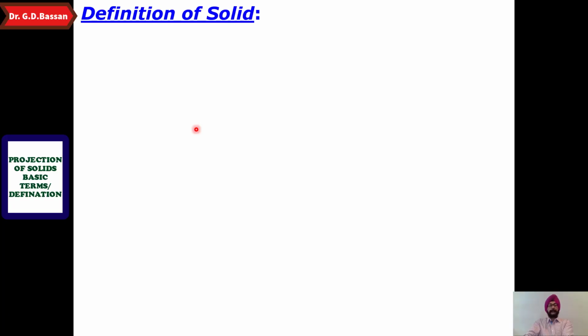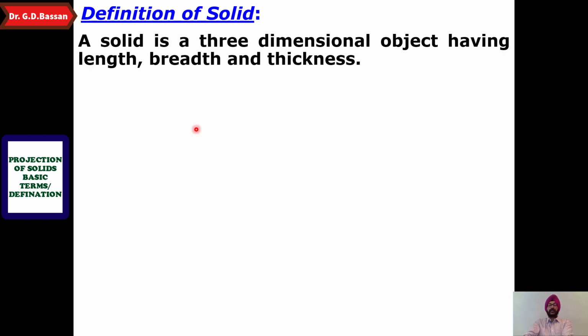First of all, what is a solid? You must be knowing that a solid is nothing but an object which has three dimensions. That means it has length, width and thickness. That is to be called a solid.